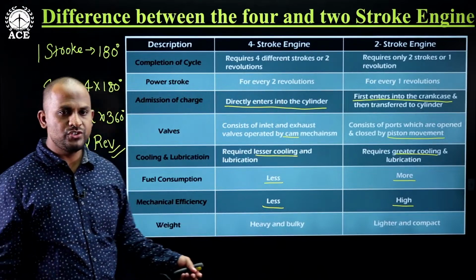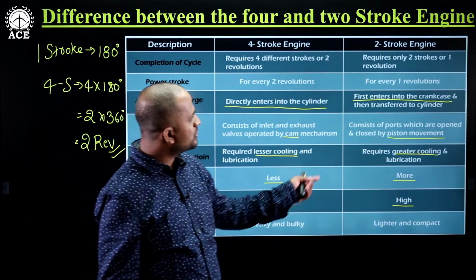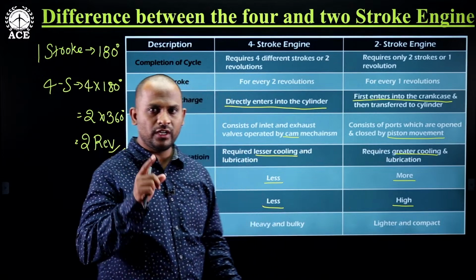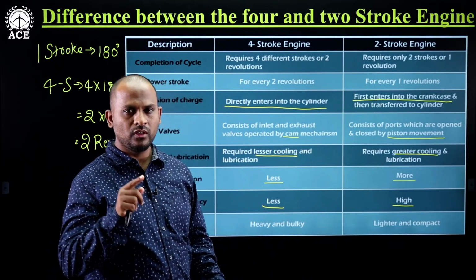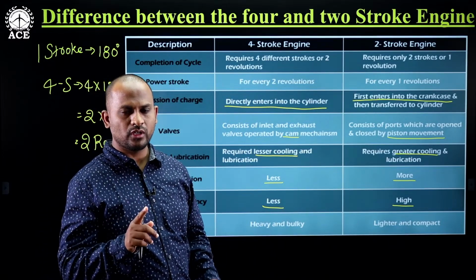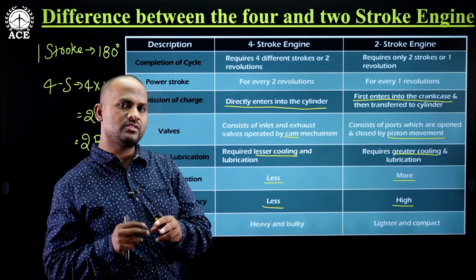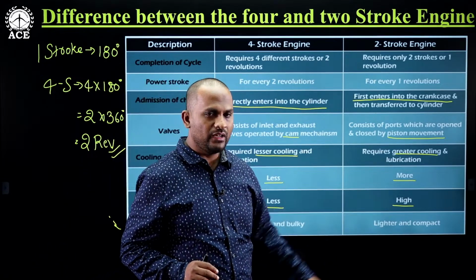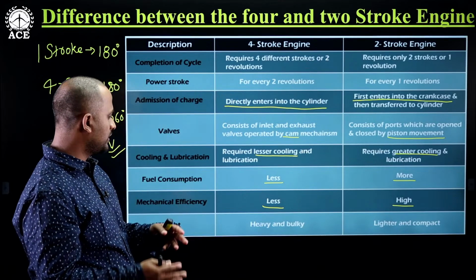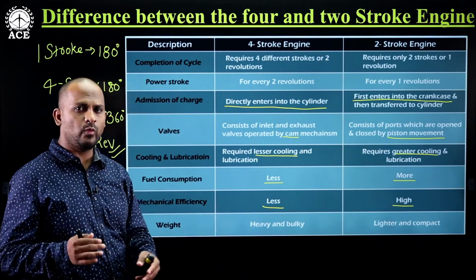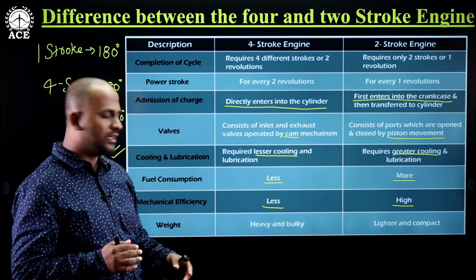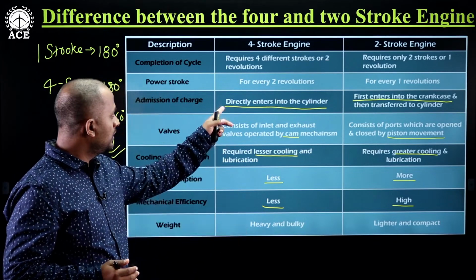the mechanical efficiency is less, whereas in the case of 2-stroke engine, for every revolution we are getting 1 power stroke. And that power stroke is well balanced in the next 2 strokes. So the mechanical efficiency is high.